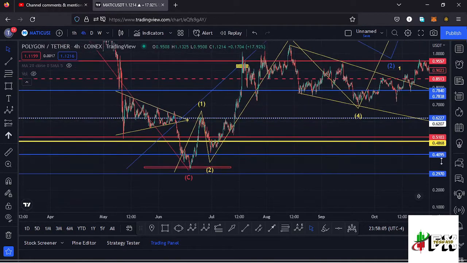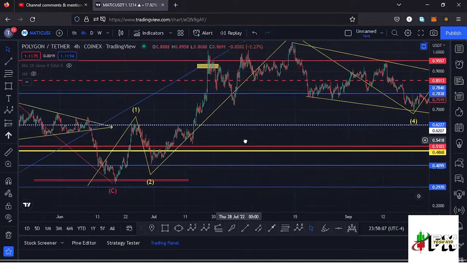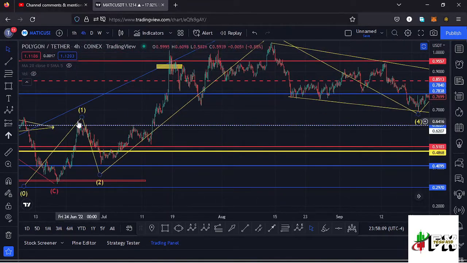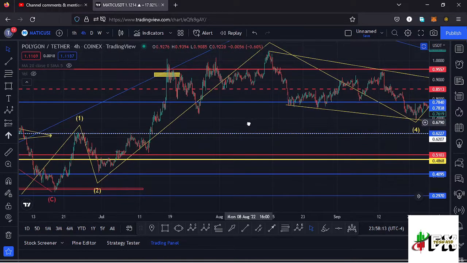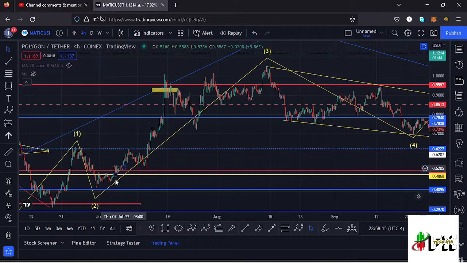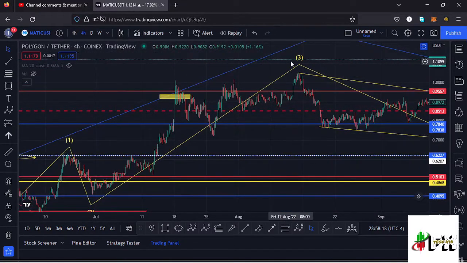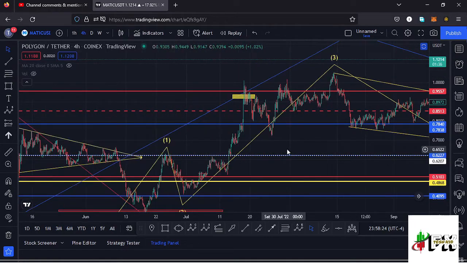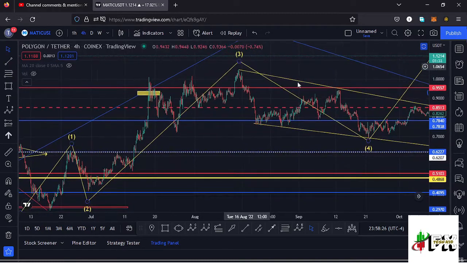After making our low down there, we saw a very nice bounce to the upper side, making the high for that first wave, then retracing to the lower side in the formation of a second wave. Then after making the low of that wave 2, we saw a very nice bounce to the upper side, seeing the high of that wave 3. After seeing the high of that wave 3 at around the $1.05 mark, we saw a very nice retracement over here in the formation of a fourth wave.